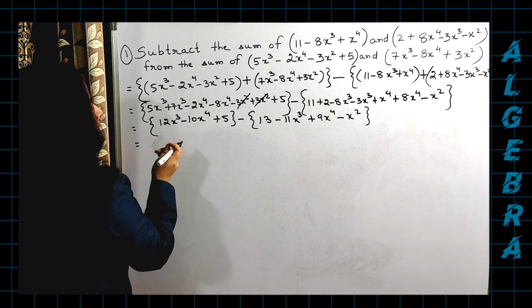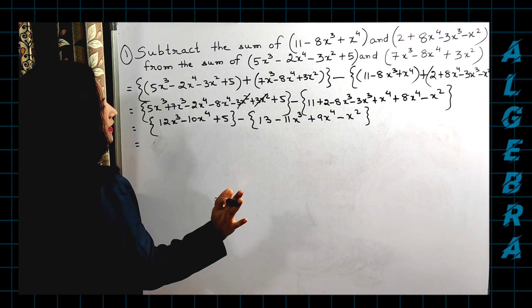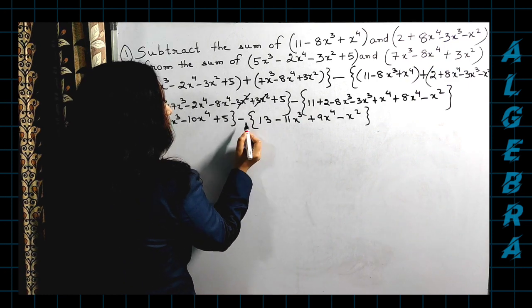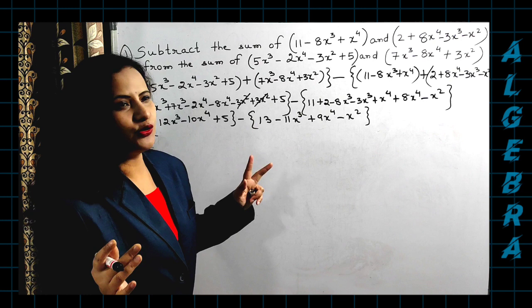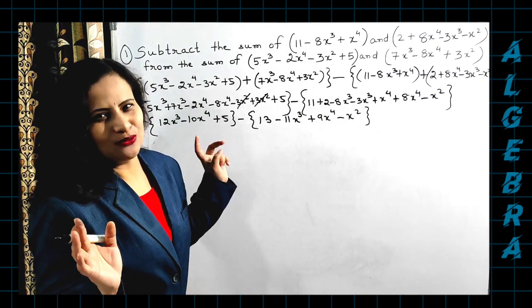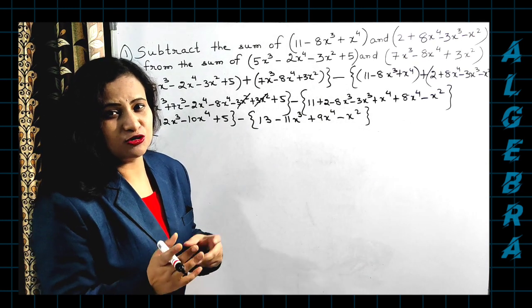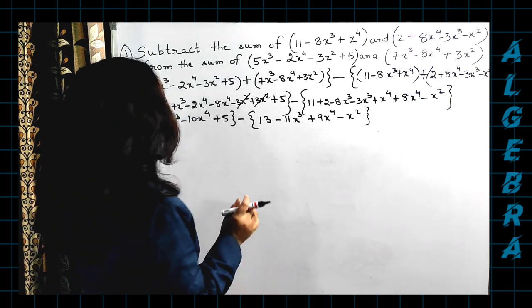We will open the bracket. And we will be very careful about it because outside this bracket there is what? Minus sign. When there is plus, blindly you open it. But when there is minus, you need to be very, very careful because you have to change all the signs.